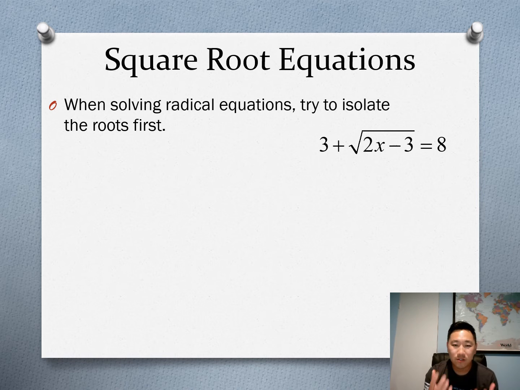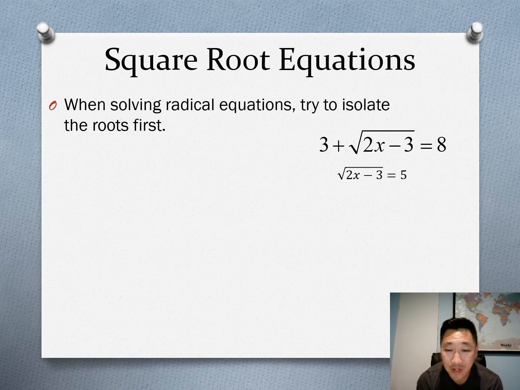When you're solving square root equations or radical equations, you want to try to isolate that root as much as possible. So for example, we have this example. There's a 3 that's not in the square root. Let's bring that 3 to the other side by just subtracting it. When we do that, you have square root of 2x minus 3 is equal to 5. All right, so what do you think you're supposed to do now?